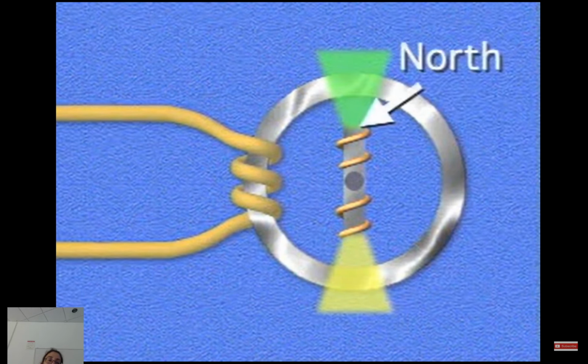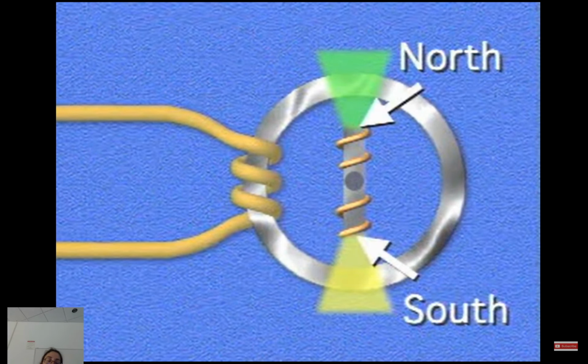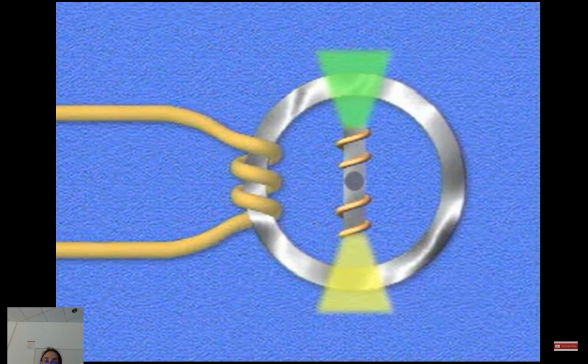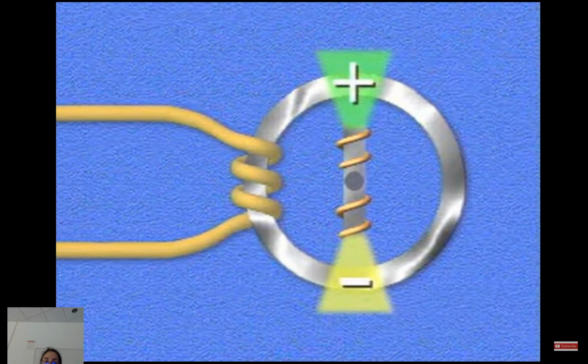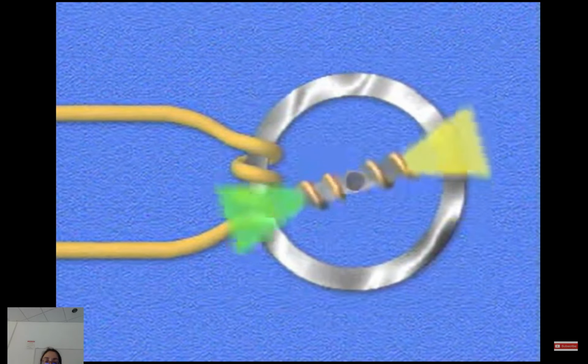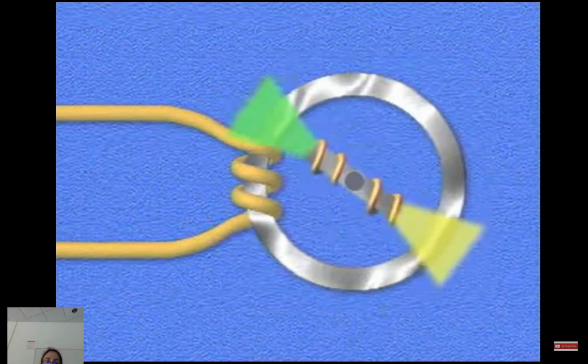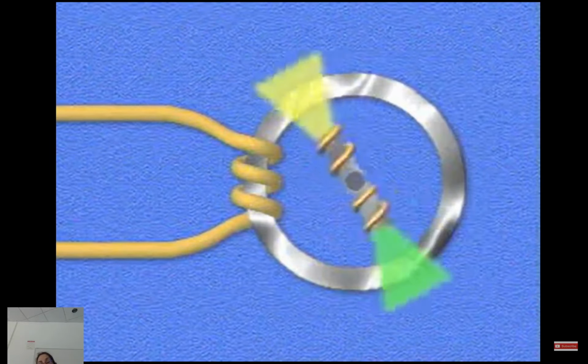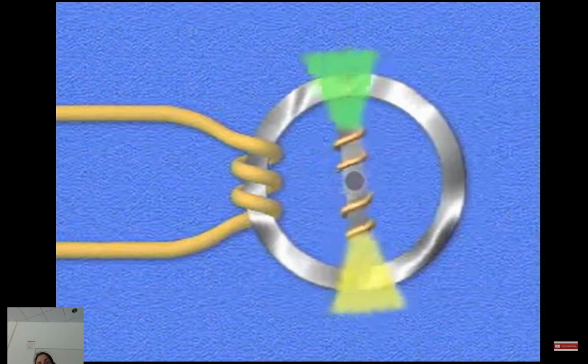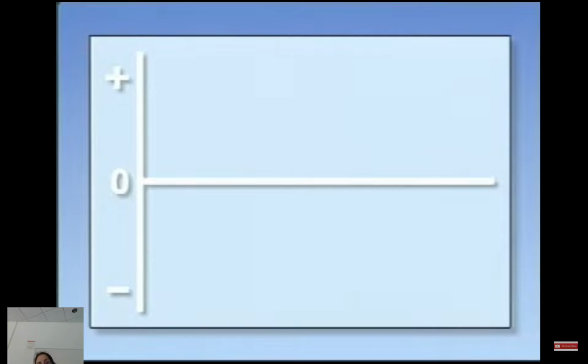This electromagnet has a north pole and a south pole. The magnetic fields at the two poles are opposite in polarity. As the electromagnet rotates, the magnetic fields cross the conductor and induce a voltage. We can say that the north pole induces a positive voltage and the south pole induces a negative voltage. Generator output can be represented as a sine wave that is plotted on a graph. On this graph, the vertical axis represents the strength of the voltage, which can be positive or negative. The horizontal axis represents time.